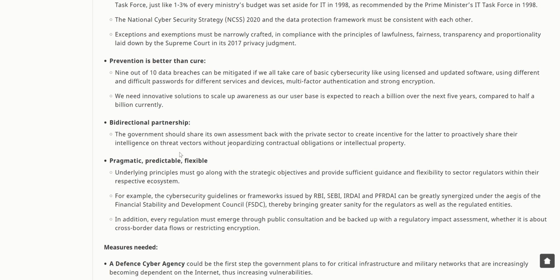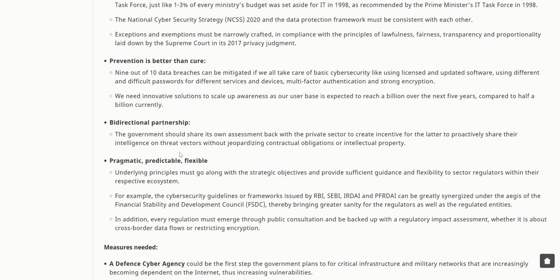Prevention is better than cure. 9 out of 10 data breaches can be mitigated if we all take care of basic cybersecurity like using licensed and updated software, using different and difficult passwords for different services and devices, multi-factor authentication, and strong encryption.